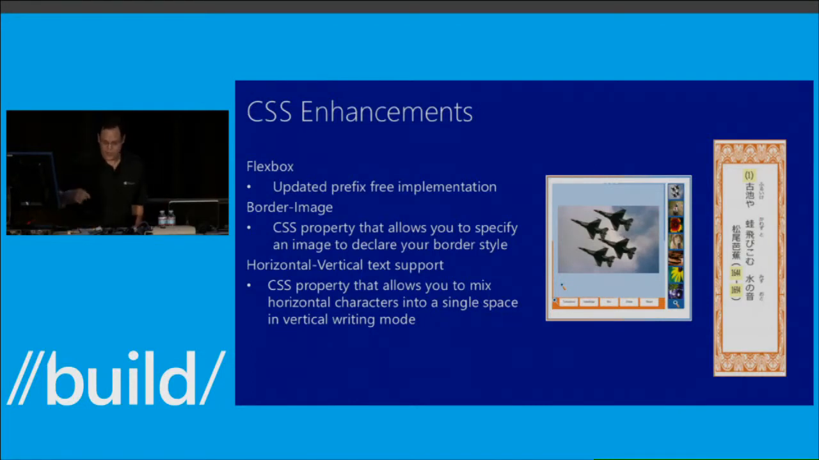Another feature in order to support Asian markets, which display information vertically, we're introducing horizontal vertical text support. This provides you the ability to display multiple horizontal characters in the space of a single glyph when you're using vertical writing modes. To give you some context, you would normally use this in EPUB scenarios when you want to show dates, times, and mix different Western characters or acronyms or names together with this sort of vertical flow.